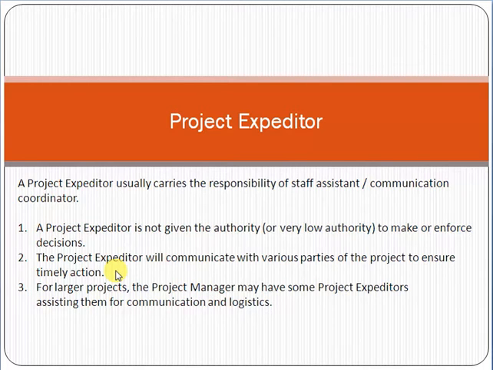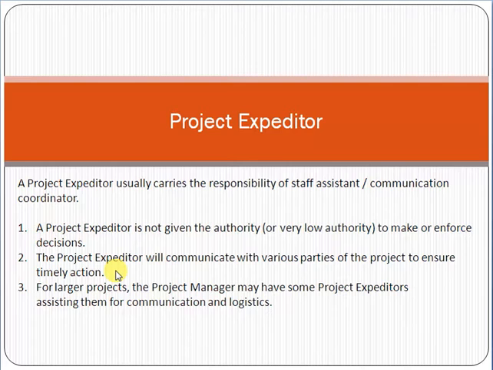Friends, this is a very important topic from the exam point of view. If you are studying project management or planning to give the PMP exam, this is a very important topic and you will see it in the exam. At least 4 to 5 questions will definitely be directly related to Project Expediter, so your concept should be very clear if you want to clear the exam.